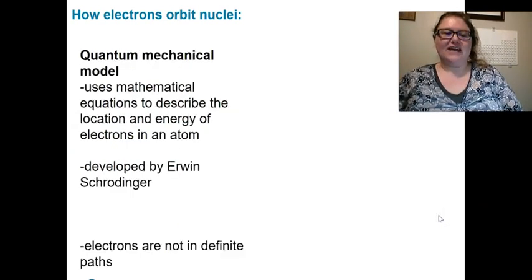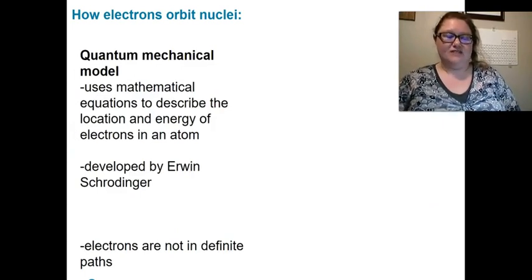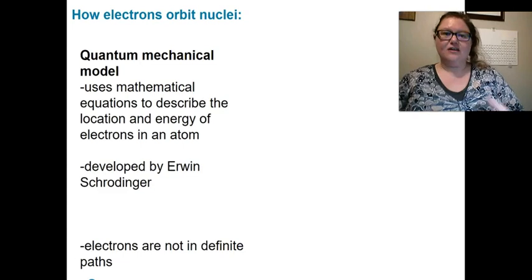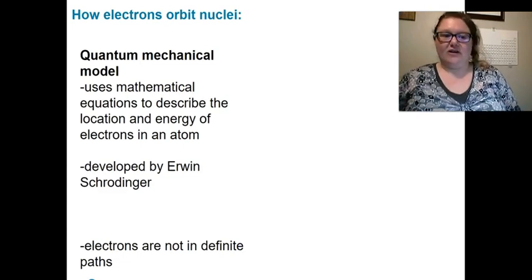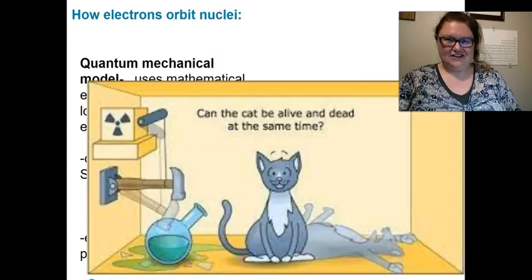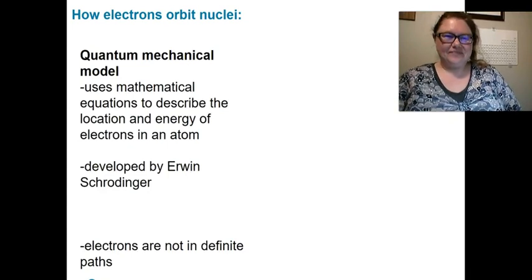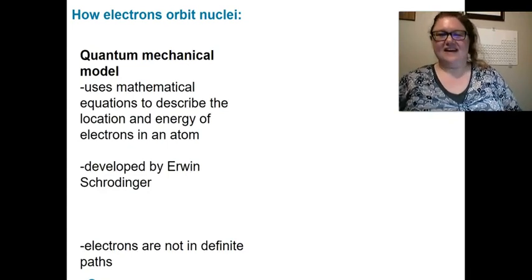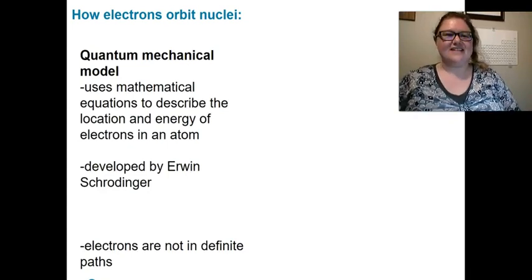So the quantum mechanical model is taking Bohr's model and becoming even more detailed. As we got better instrumentation, we were able to do more detailed experiments, and we were able to find out even more about atomic structure. And so this is by Erwin Schrödinger. Yes, that Erwin Schrödinger, where the mathematical equations that are way beyond the scope of this class describe the different locations and energies of the electron.